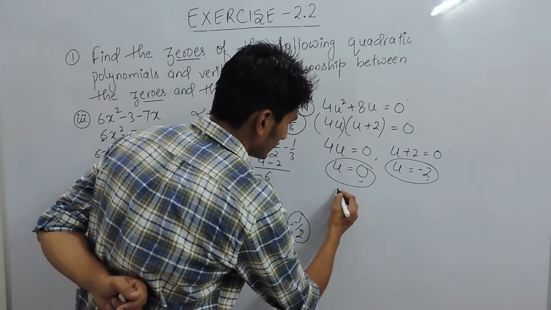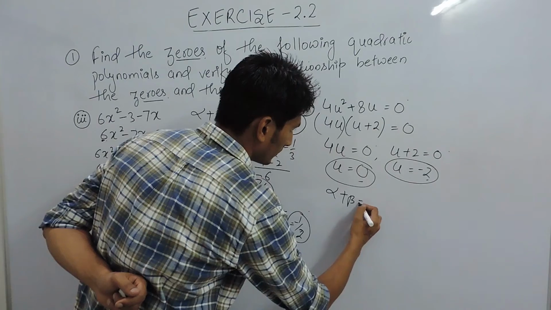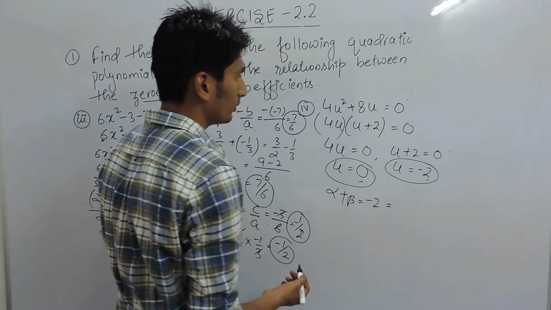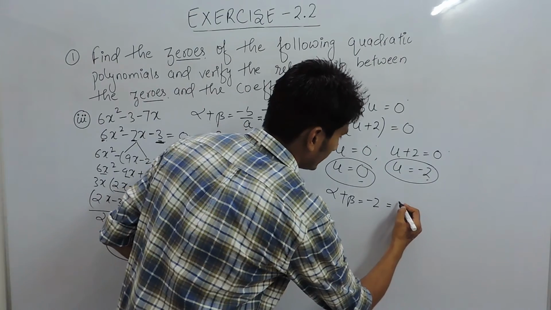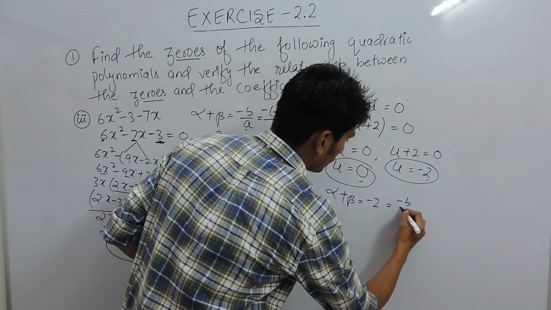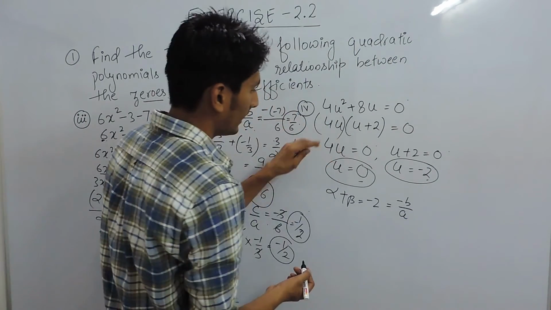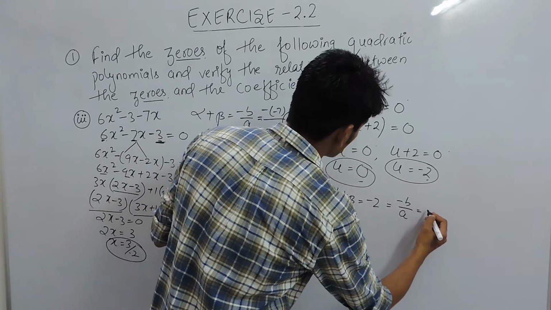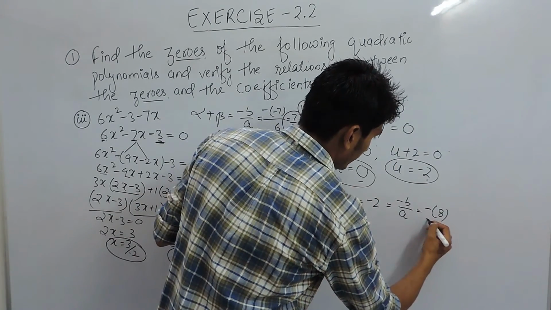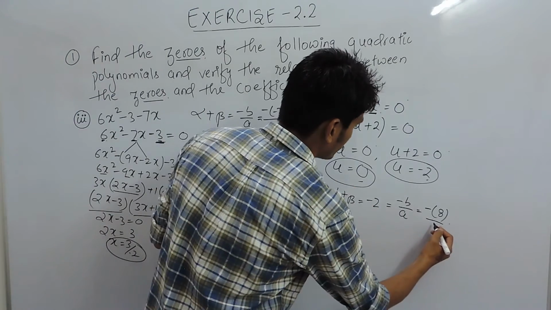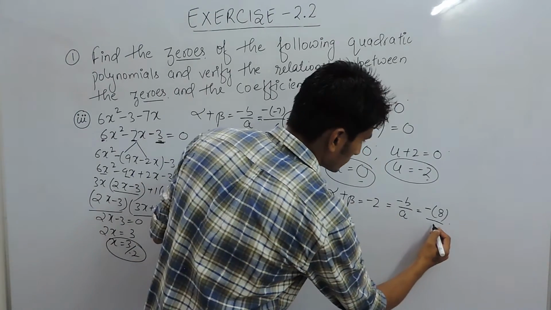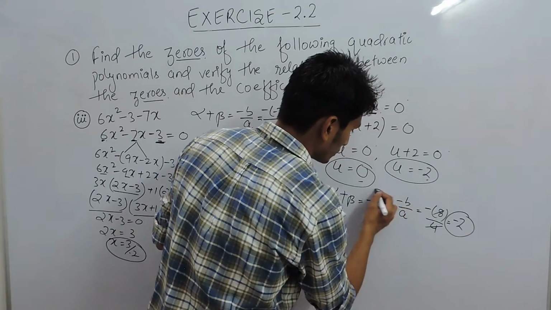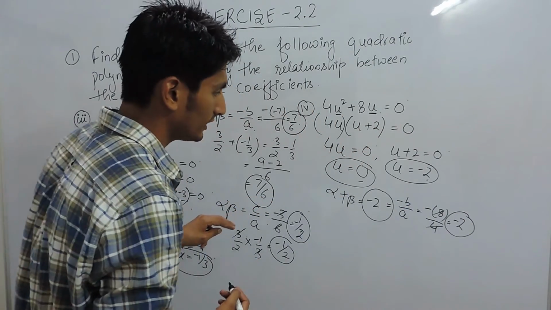So in this case the sum of roots is minus 2, and according to the formula, the sum of roots is basically minus b upon a, and in our case b is the coefficient of u, which is 8, and a is the coefficient of u square, which is 4. So this again is equal to minus 2. So clearly the sums of roots are equal.